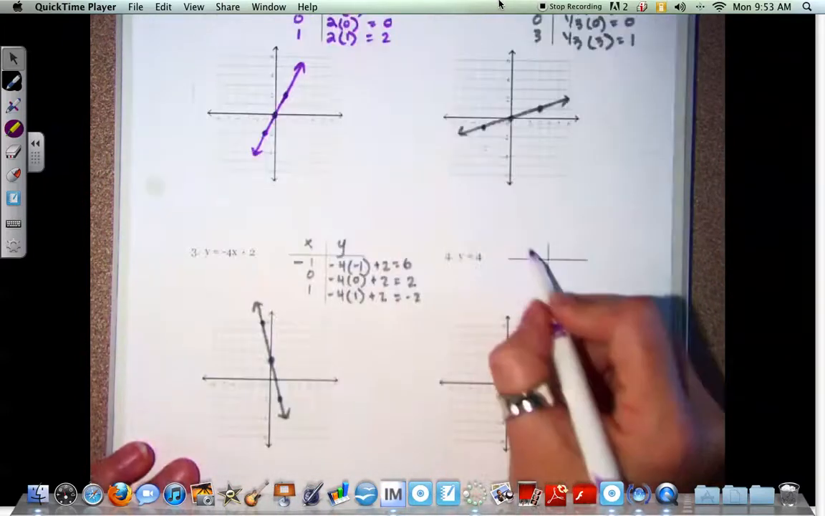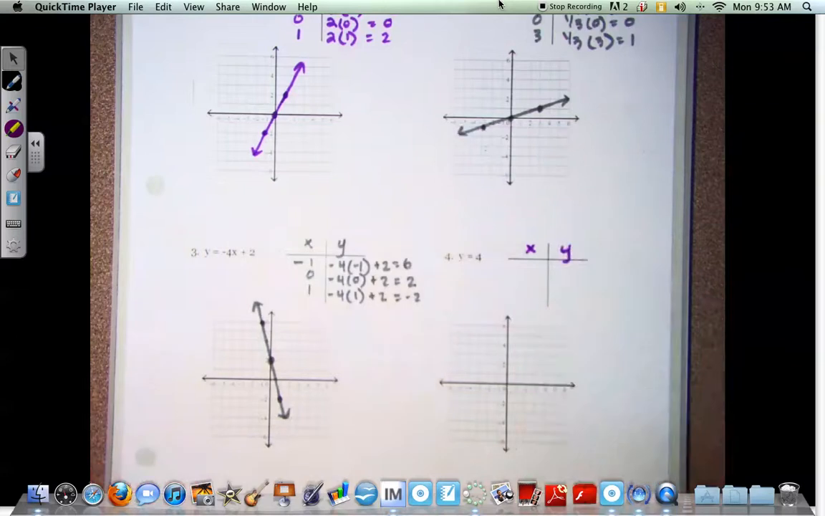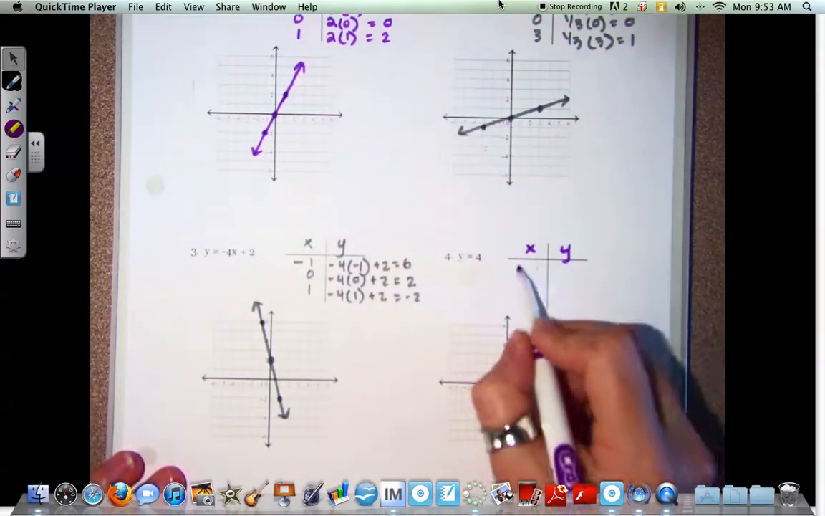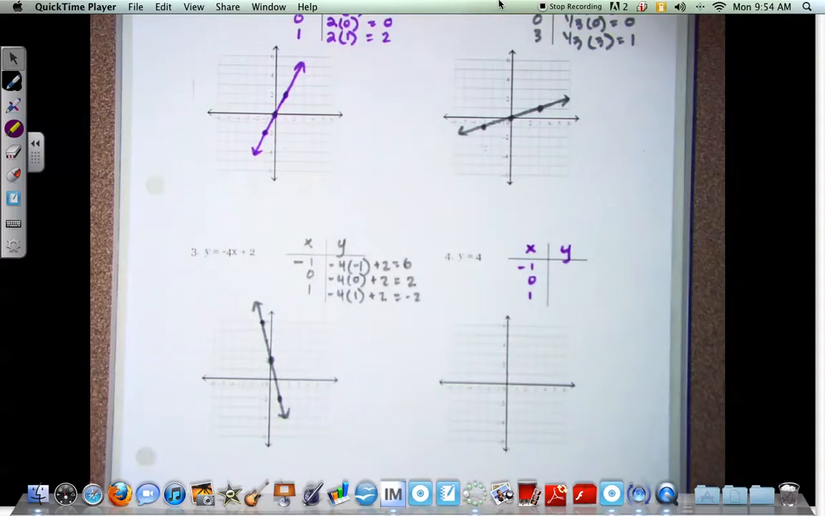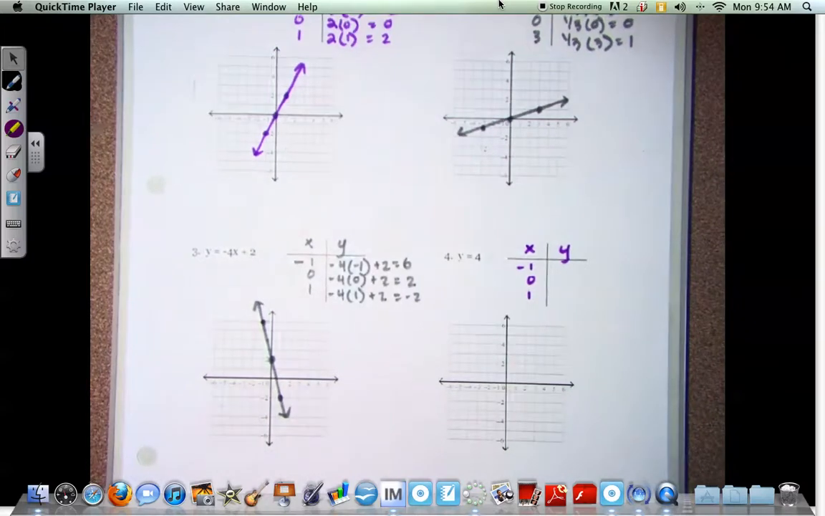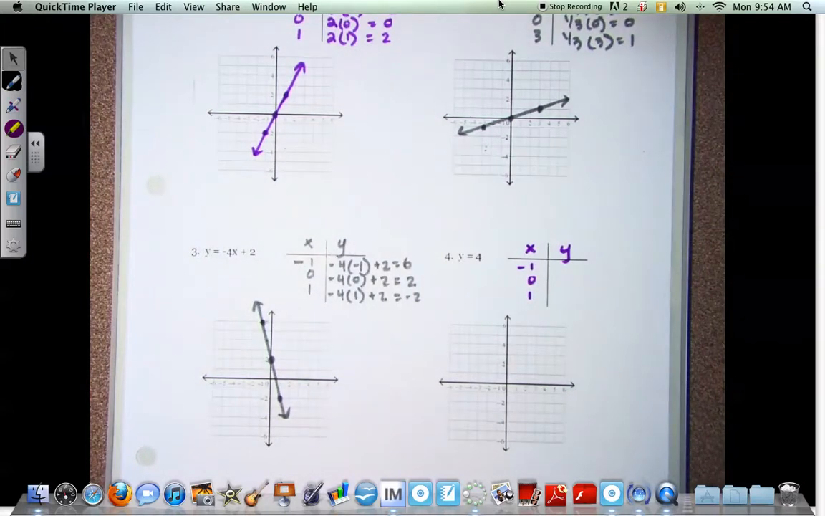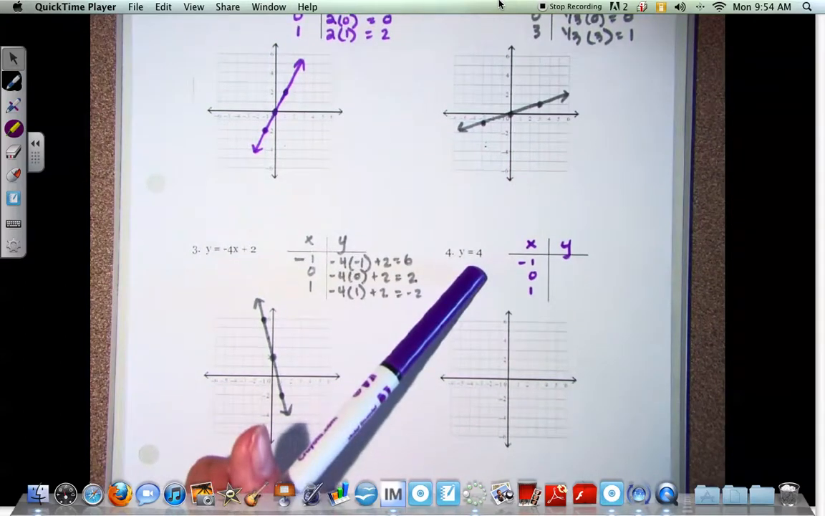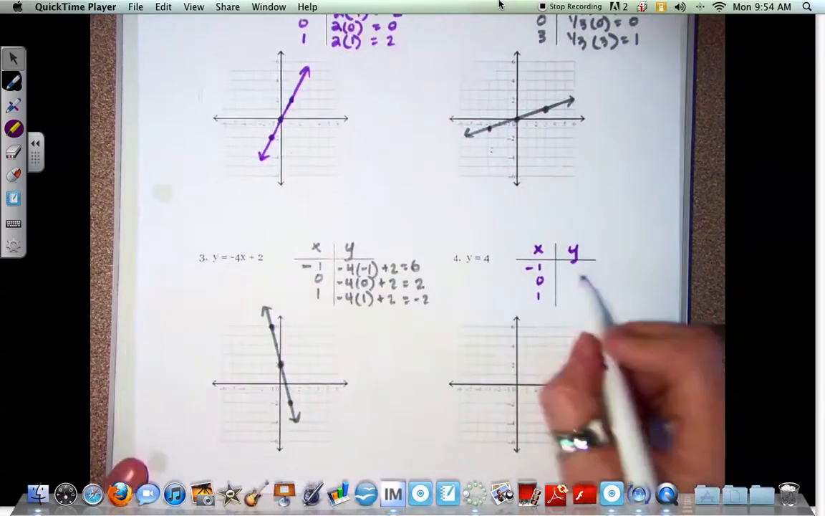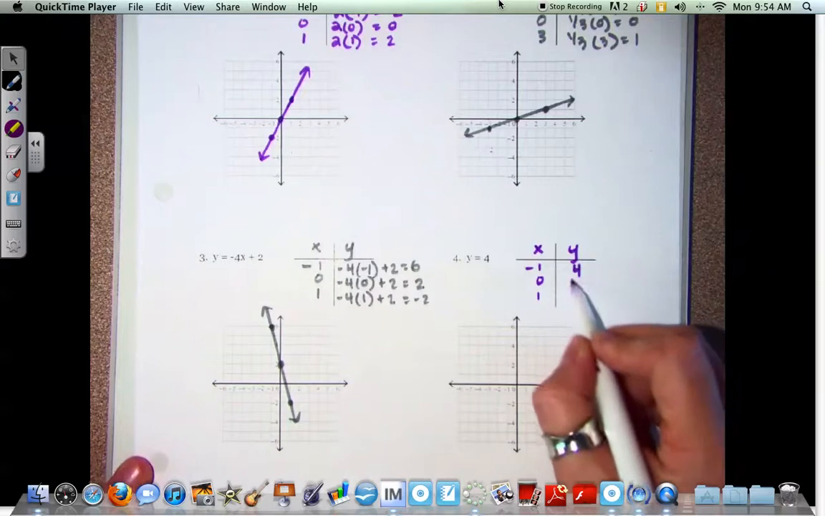All right, number 4, x and y at the top. y equals 4. -1, 0, and 1. What do you notice that's different about this equation? It just gives you y. So there's no x to multiply your number by. They are all 4. Very nice. So that means that y is always 4.